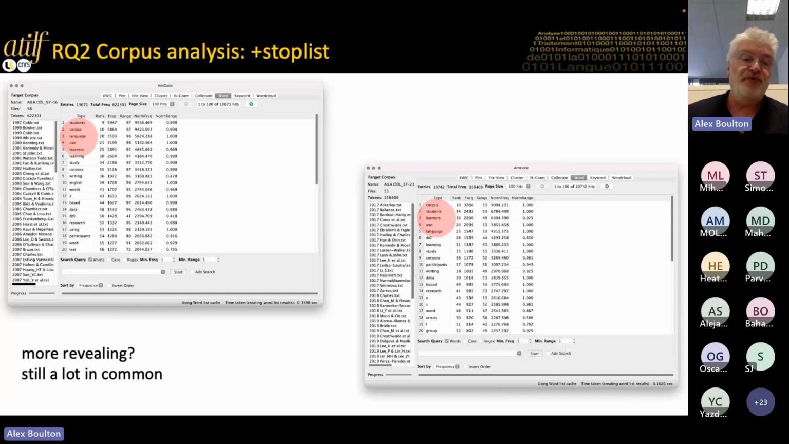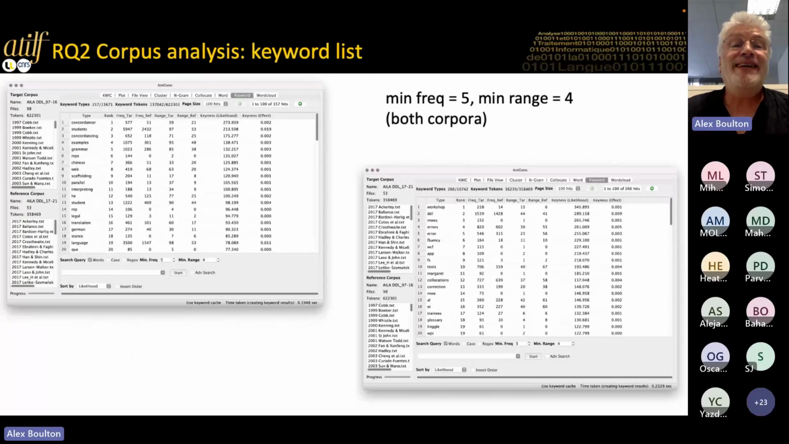So this is more revealing, but what it's revealing is particularly that there are lots of things in common. Okay, and sometimes we forget about that. We only look at differences, and we forget there are lots of things in common. But having said that, if we do want to look at differences, we can do a keyword list. Now, a keyword list shows the words which are statistically significantly more frequent in one corpus compared to another. So it forgets what's in common, it only looks at differences.